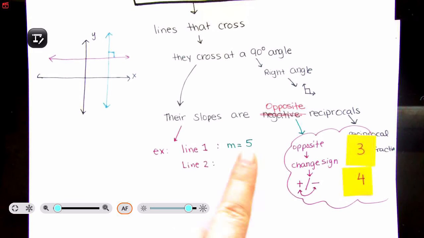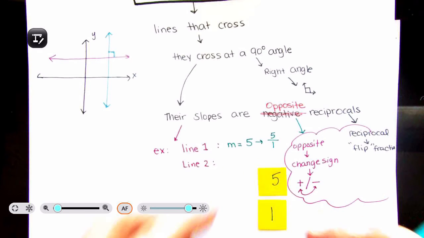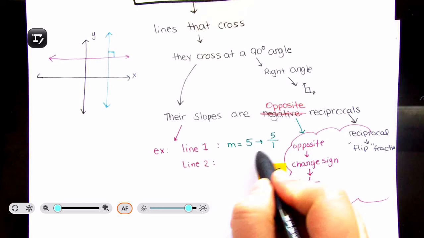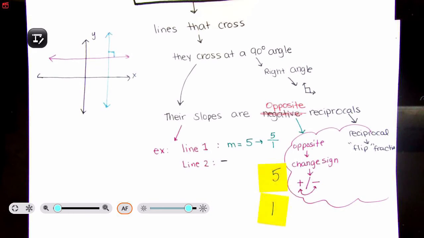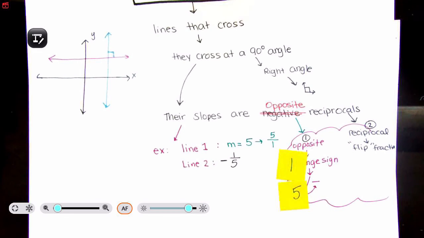Now, looking at our first example, 5 is not a fraction technically. So if it is not a fraction, you make it a fraction by putting 1 underneath. So now we have 5 over 1. Now we need to do two things in order to have the slope of a perpendicular line. The first thing we need to do is take the opposite. The sign of 5 over 1 is positive, so we change it from a positive to a negative. Second, we take the reciprocal, again, flip it. So I flip my numbers, and now I have 1/5, 1 on top, 5 on the bottom. And these two slopes tell me that I have perpendicular lines.